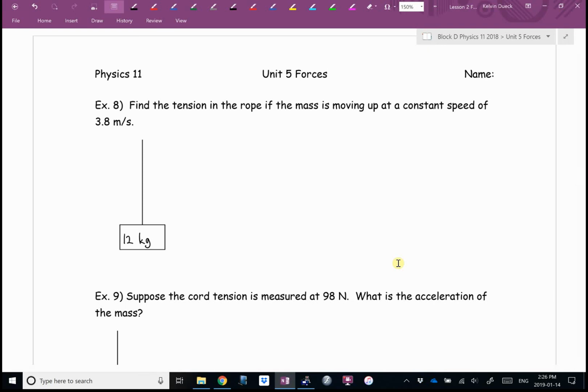Example 8. By the way, I like example 6, I like example 7, I like example 8. There's going to be a tension question with a mass accelerating up or down on your test because it's a good one.